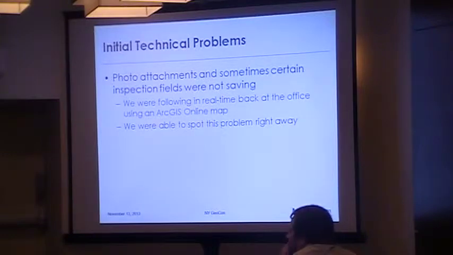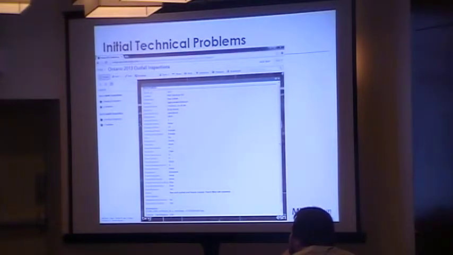Initial technical problems: photo attachments and inspections were sometimes not saving. And the reason we were able to realize this is because that web map is connected to the same data source that they're editing in real time out in the field. I was able to open the web map back in the office and follow them in real time as he was doing his inspections, and immediately noticed that there were some fields that were not being filled in.